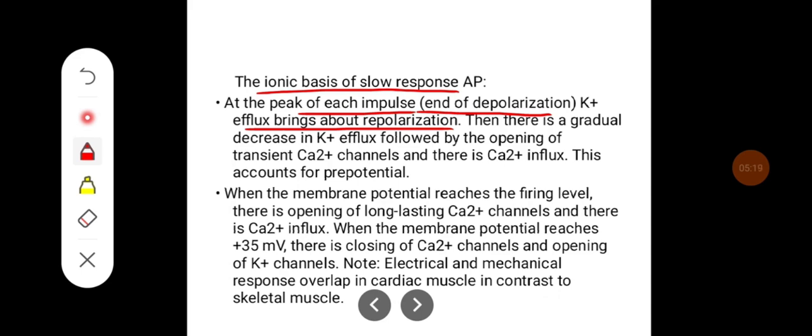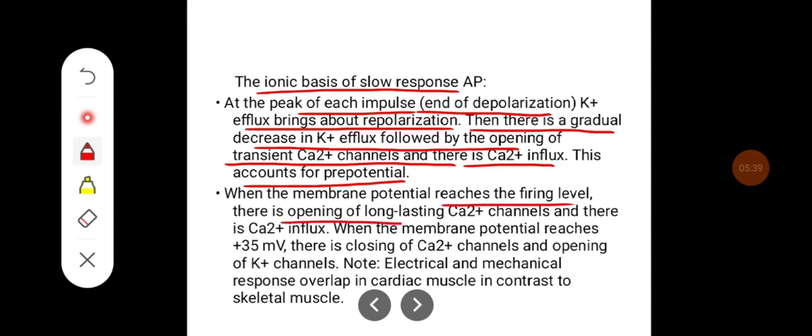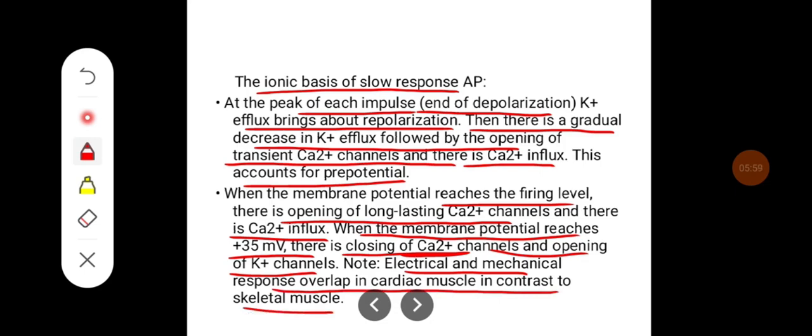Potassium efflux brings about repolarization. Then there is a gradual decrease in potassium efflux followed by the opening of transient calcium channels, and there is calcium influx, and this accounts for the prepotential. When the membrane potential reaches the firing level, there is opening of long lasting calcium channels and there is a calcium influx. When the membrane potential reaches plus 35 millivolts, there is a closing of calcium channels and opening of potassium channels. Note that electrical and mechanical response overlap in cardiac muscle in contrast to skeletal muscle.